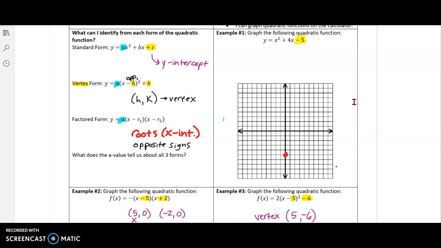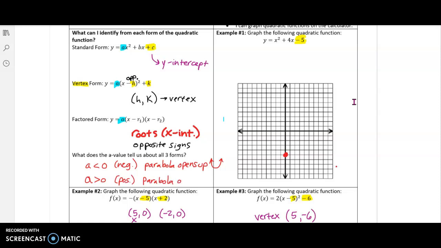So for instance, if a is less than 0, that would mean that a is negative. All numbers that are less than 0 are negative. That means the parabola opens up. And this is what that looks like. You may want to draw a little picture. Okay? And if a is greater than 0, that means a is positive, then the parabola opens.